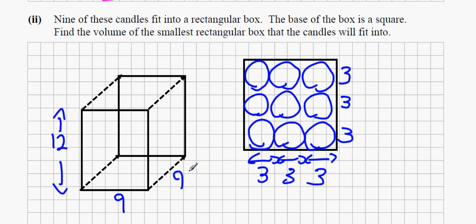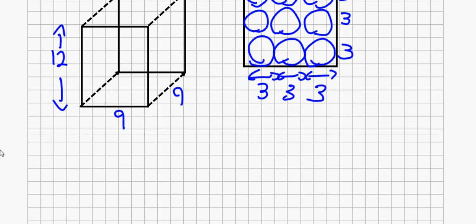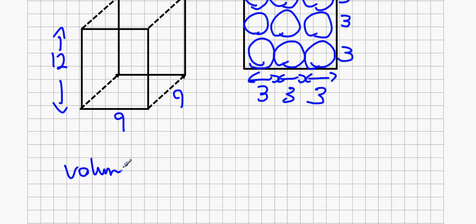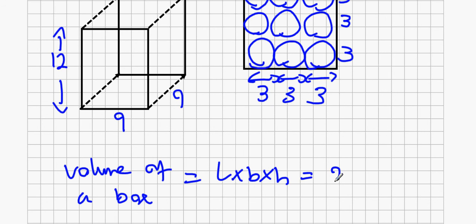Find the volume of the smallest rectangular box. So the volume of this rectangular box would therefore have to be, remember, volume of a box, this is not in your notes, length by width by height, or length by breadth by height. It doesn't matter which one's which, so 9 by 9 by 12. And what we get here is 972 centimeters squared. Right, so it wasn't a bad question really. Alright.